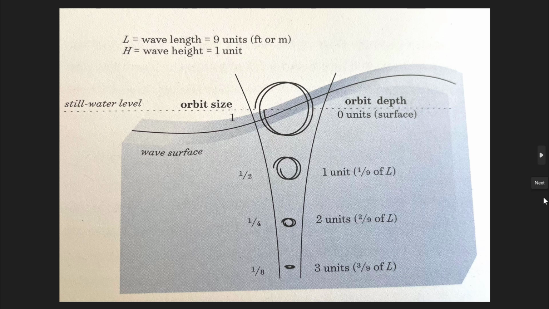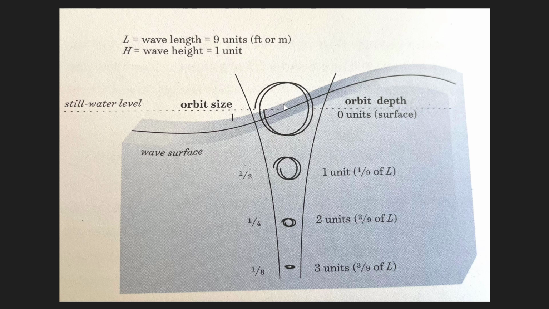So wave orbital motions decrease in size and flatten the deeper they are below the surface. At the surface, the diameter of the orbit is equal to the height of the wave, which should make sense since that's the definition of wave height. This is the difference between the wave's crest and the trough. Now, below the surface, at just 1/9 the wavelength, the wave particle diameters are half the original size of the surface orbit.